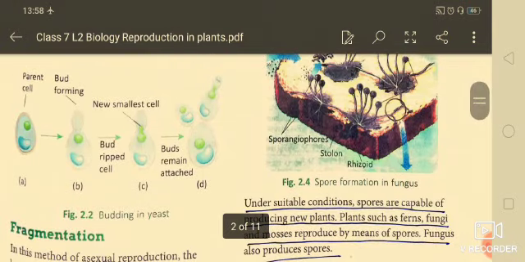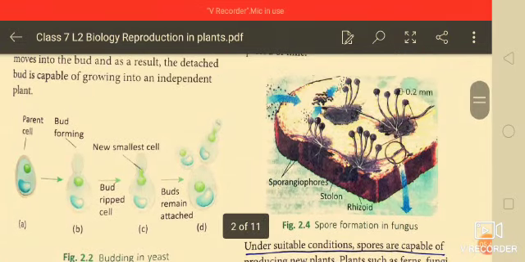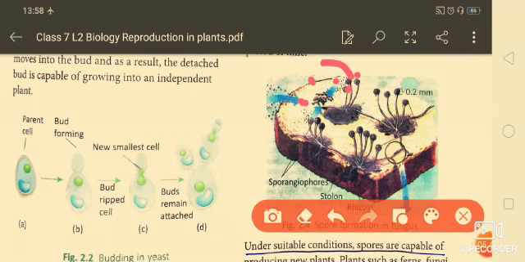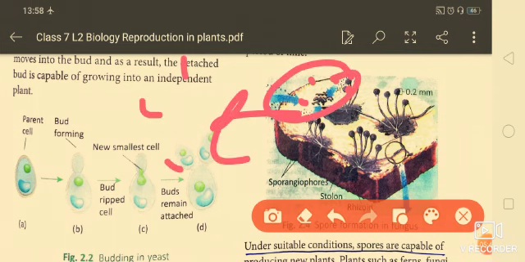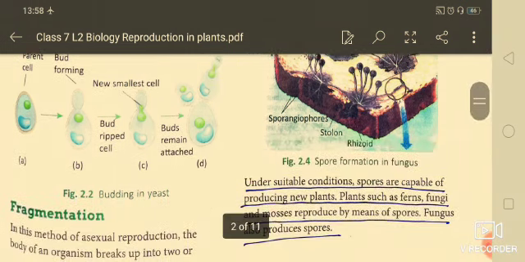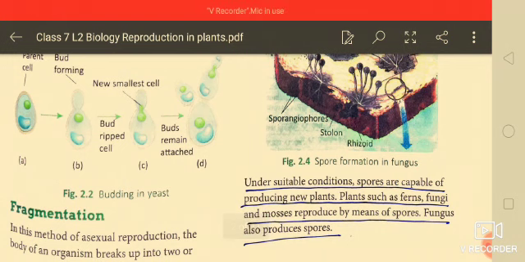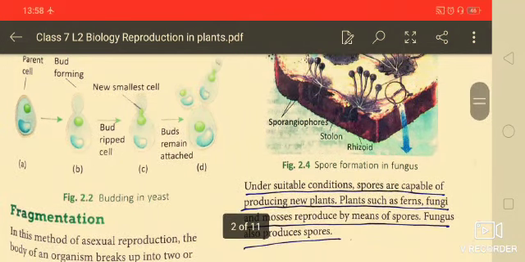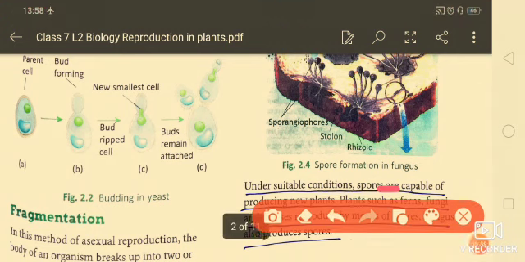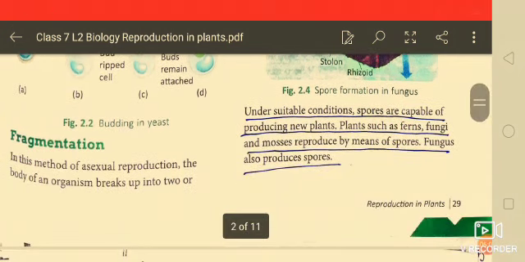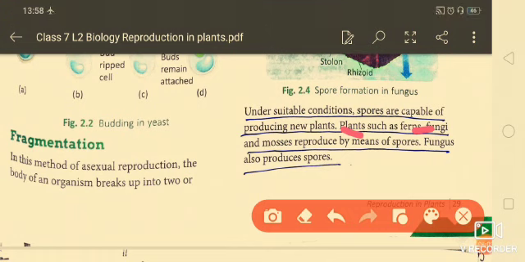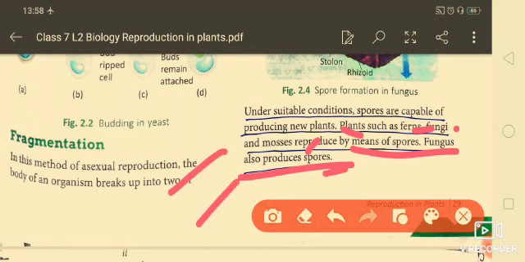So in spore formation, students, you are seeing here, there will be the formation of a number of spores, and when they come outside, each spore will produce a new daughter cell. Okay, so under suitable conditions these spores are capable of producing new plants, and plants such as fern, fungi and mosses reproduce by spore formation. So fungus also produces spores. So spore formation is an asexual mode of reproduction in fungus.